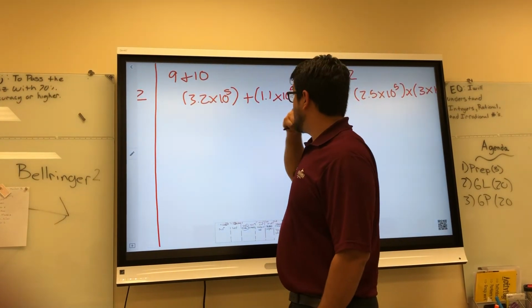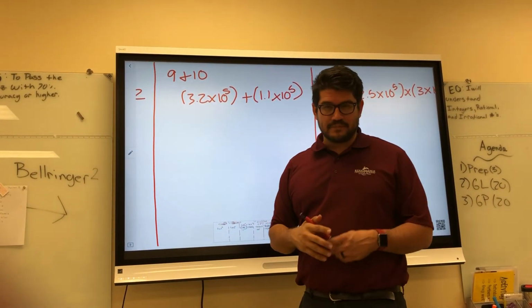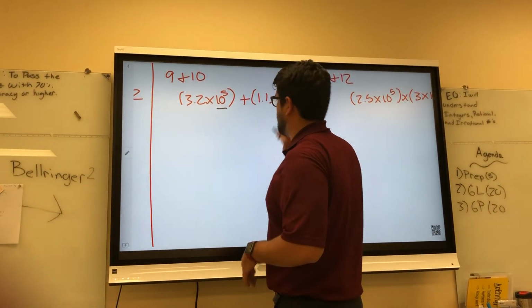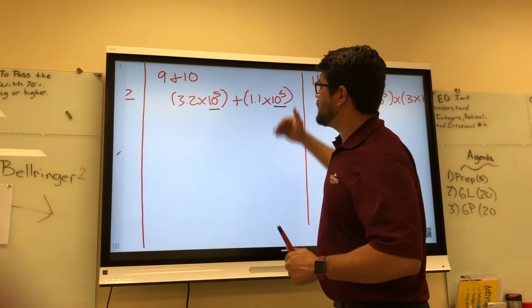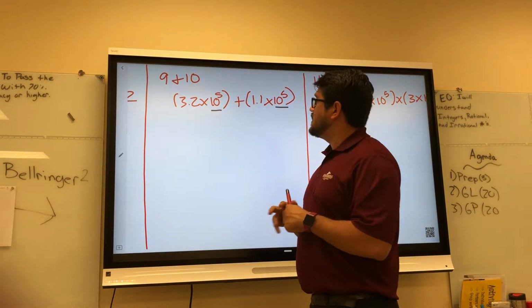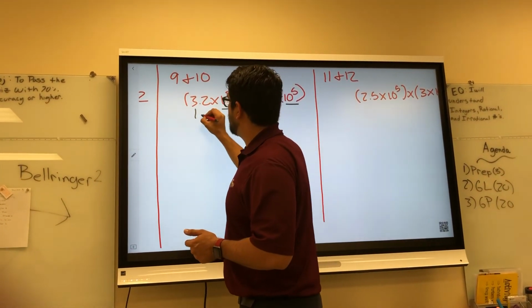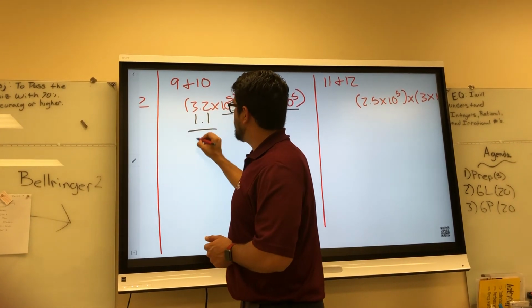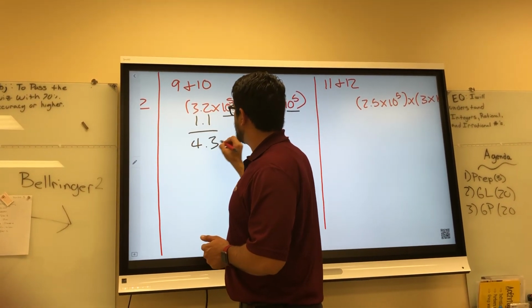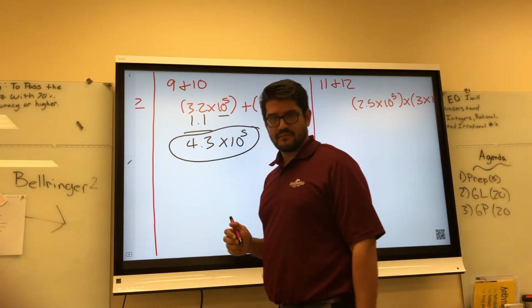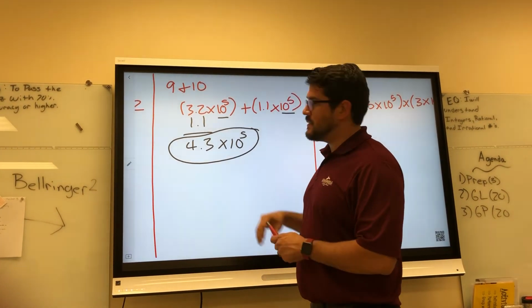Question 9 and 10, you're going to be adding and subtracting. First thing you have to do is check if these two exponents are the same. If it's 10 to the 5 and 10 to the 5, if they are exactly the same, then you're just adding the first numbers. So it's just this number and that number, they're adding. So that's going to make 4.3, and then times 10 to the 5 stays the same. And you're done. That's how you add when they have the same exponent.